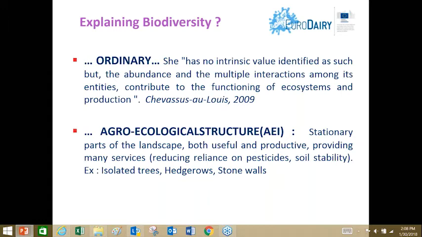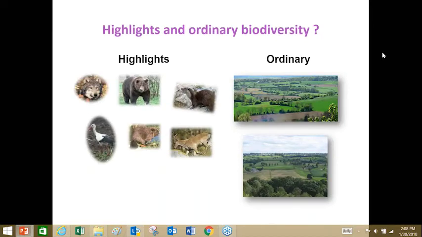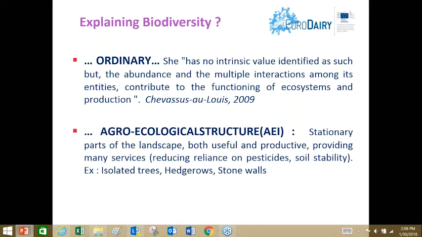I just illustrate that with the next slide, where you can see on the photo the normal landscape that you can see around you when you're traveling. And that's what we call, in fact, the ordinary biodiversity. And that is in opposition to what we call the highlights or the extraordinary biodiversity, which means the protected species, wild species that are in danger. So that is the main difference between the two types of biodiversity.